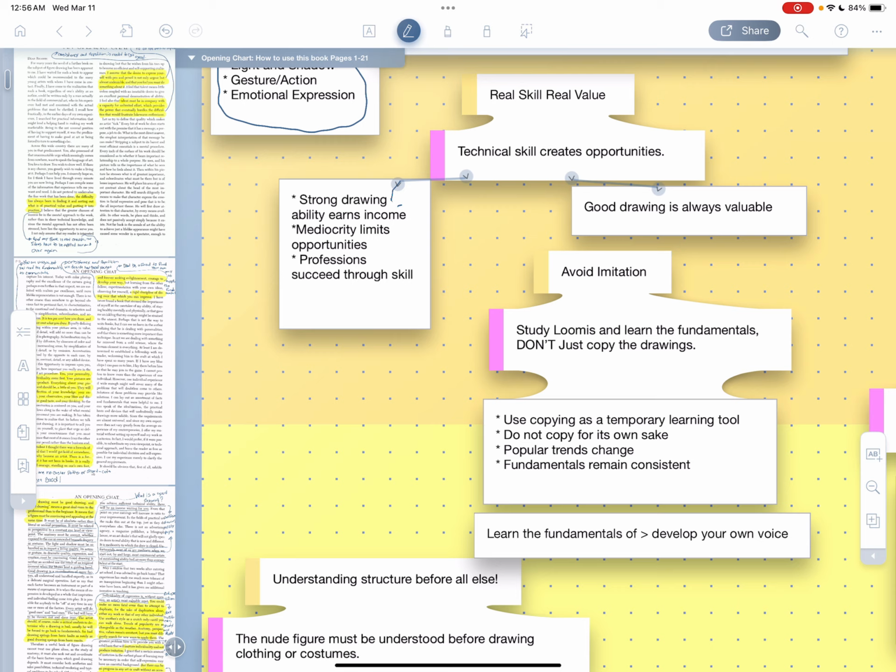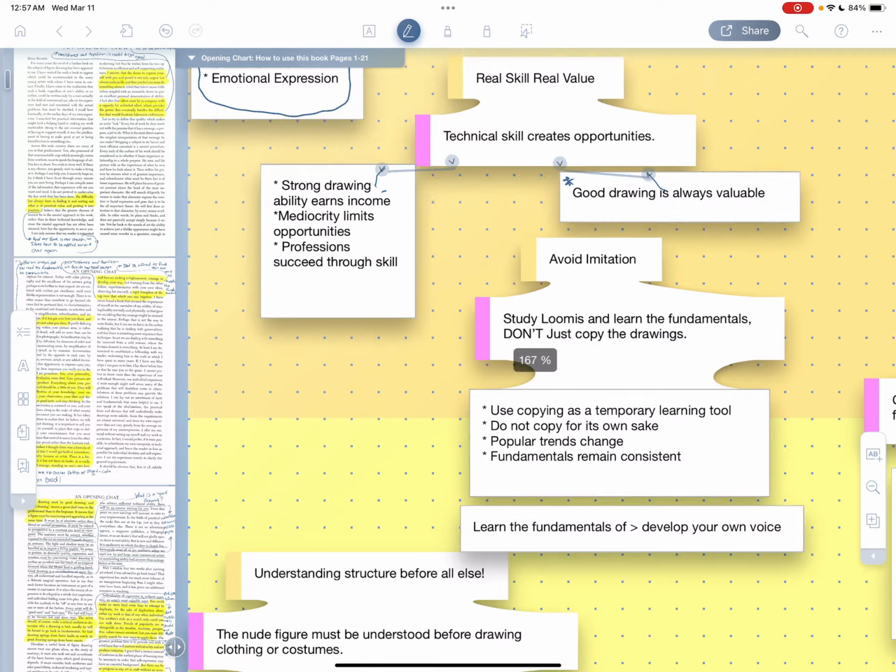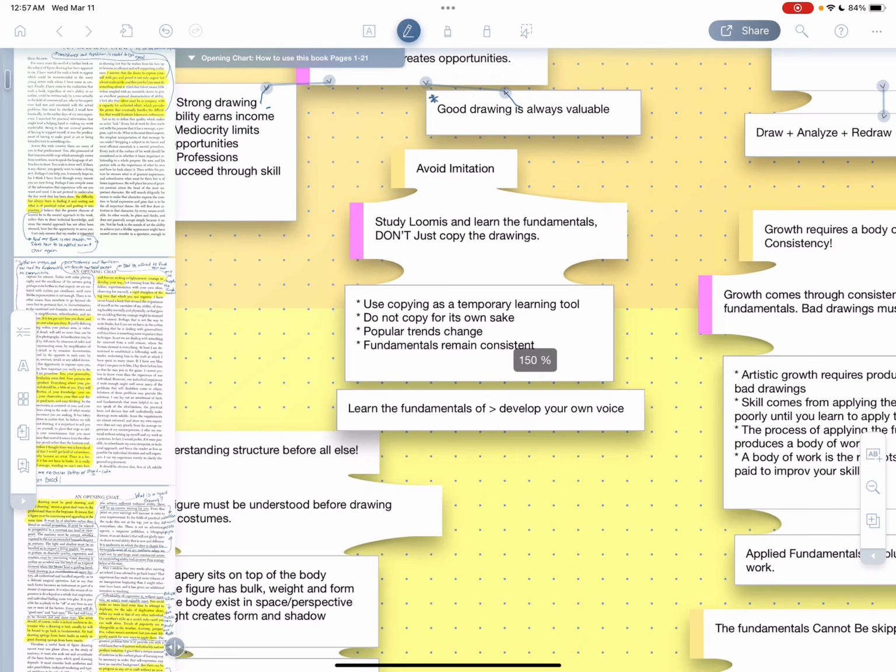He talks about the mediocre author struggles, and I took that and applied it to 2026, and I'm thinking it's the mediocre artists that will struggle with AI, right? Professionals succeed through skill. So your level of skill will decide how far you go. Good drawing is always valuable. That's another thing he talked about a lot.